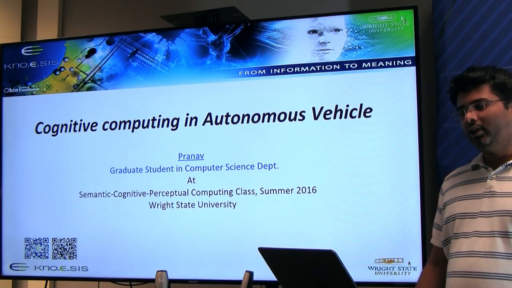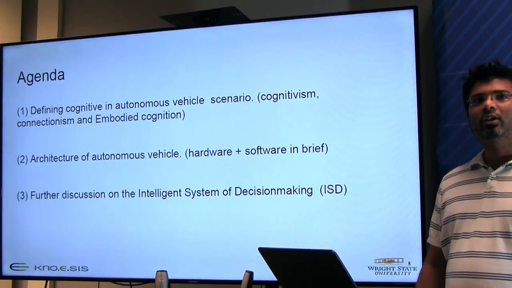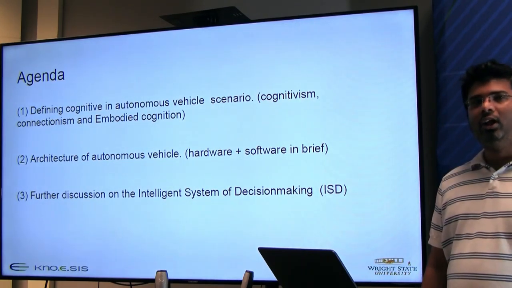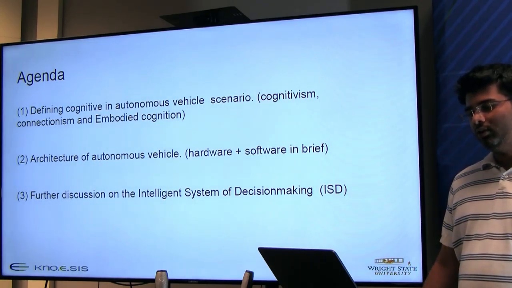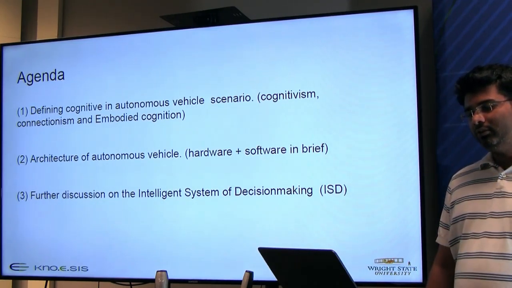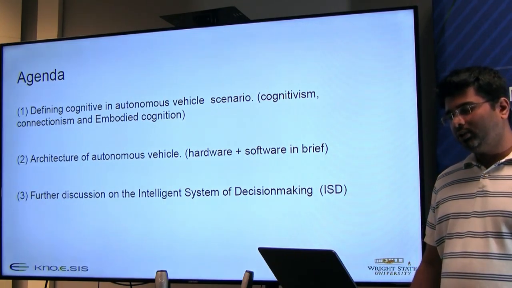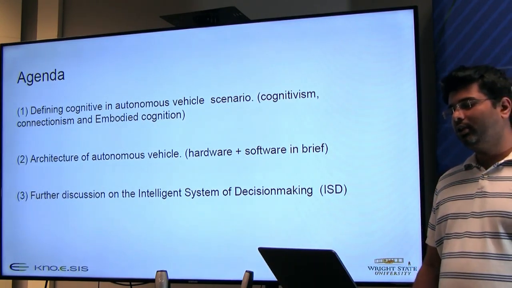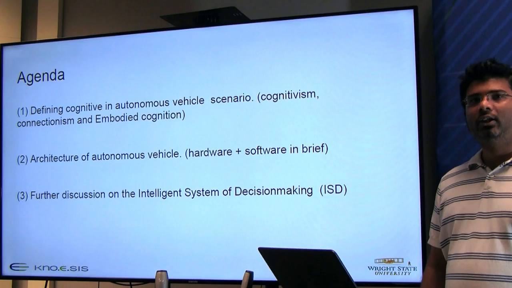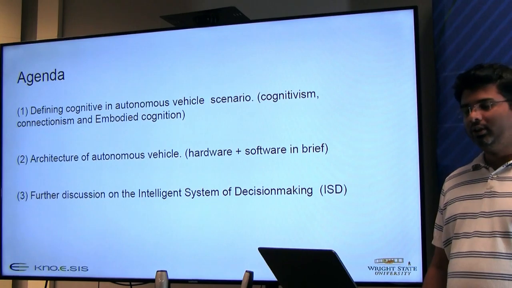So I tried to drill down and find out first what cognitive computing is in terms of autonomous vehicles. Then I will talk a little bit about the architecture of this AV, autonomous vehicle, as I call it. And then the important piece in this, which is decision making. To make it smarter, there is a system which makes it an intelligent system. So we'll try to touch upon that. It's a vast field, but I will discuss one example out of it.